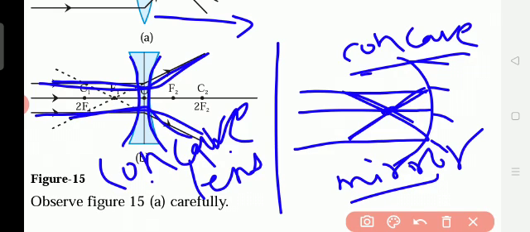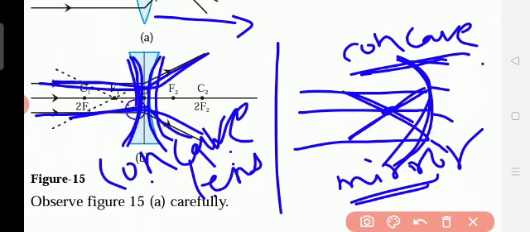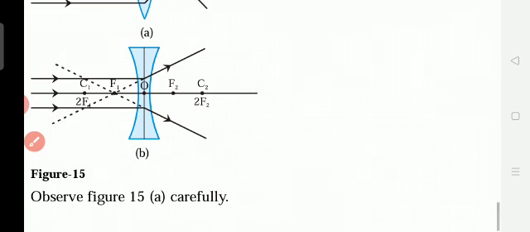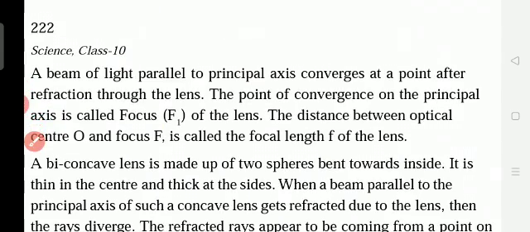Concave lens, concave mirror. Concave lens has two surfaces, but a concave mirror has only one surface, only one curve. The lens has two curves. In the middle it is thin, and at the end it is thick. In the concave lens, it is diverging. In the convex lens, it is converging. Understand? So this is one difference.